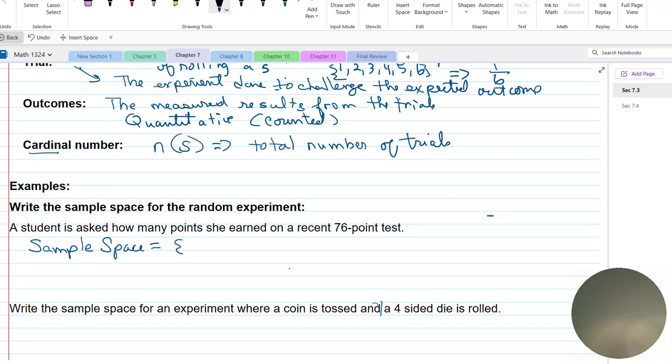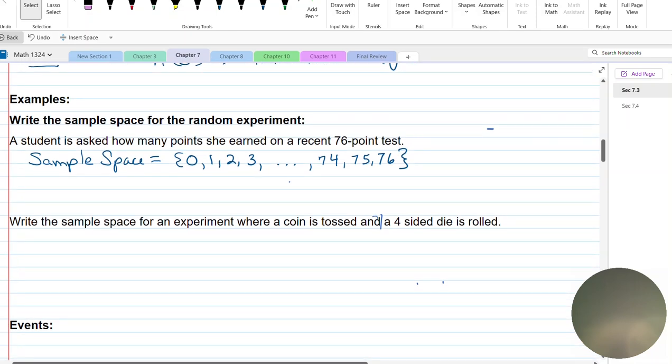So here we go. A student is asked how many points she earned on a recent 76-point test. Well, she can earn a 0, a 1, a 2, a 3, and we use an ellipsis to show that it goes on to 74, 75, and 76. So there are 77 possibilities of what she had gotten on that exam. All right, so everybody see that?